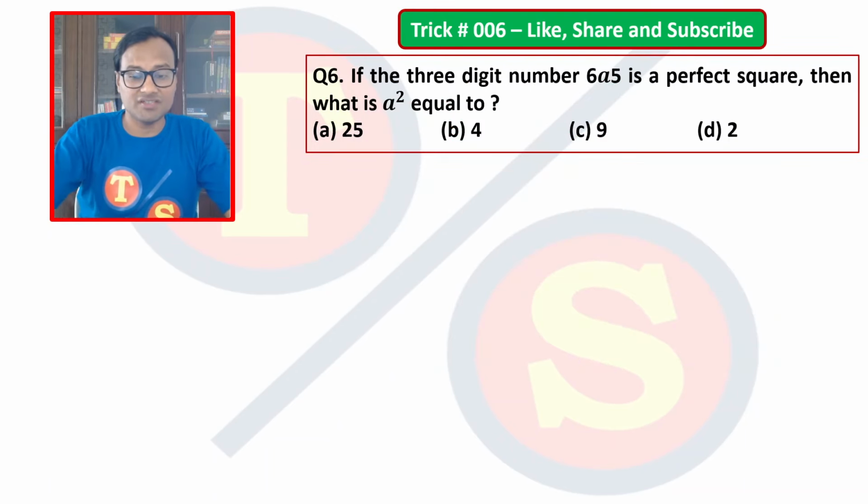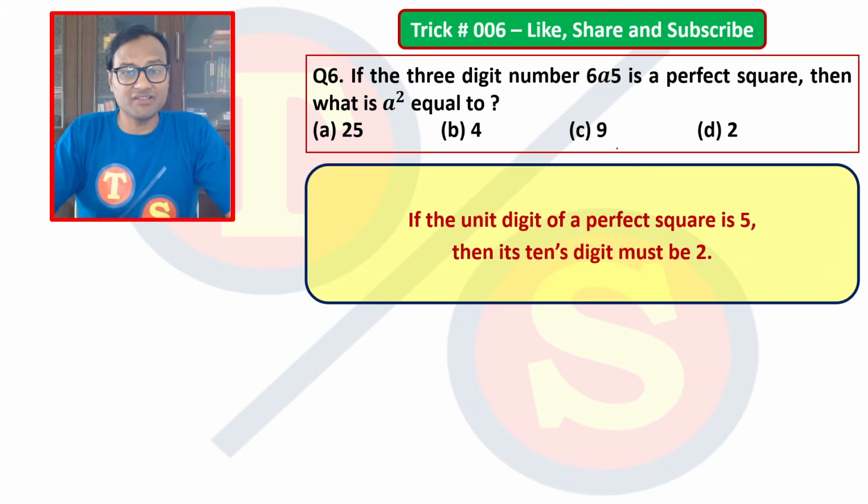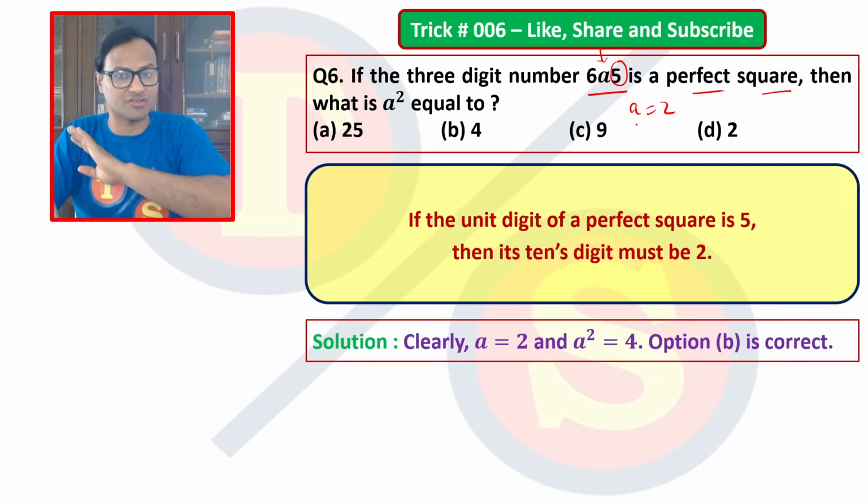Then after that, we see that the 3-digit number 6A5 is a perfect square. So always remember that if a number is a perfect square and the last digit of it is 5, then the second last digit, meaning the tens digit, must be 2. So A must be equal to 2. That is the only possible case, right?